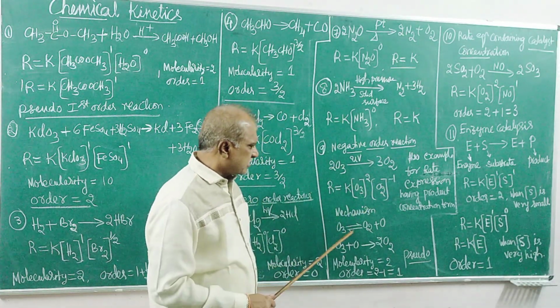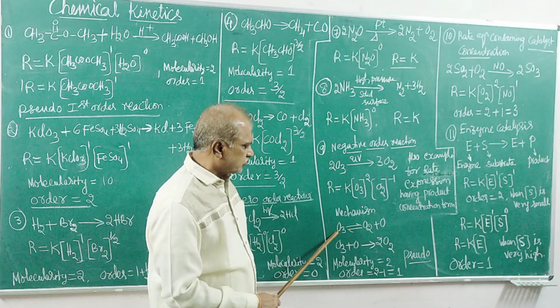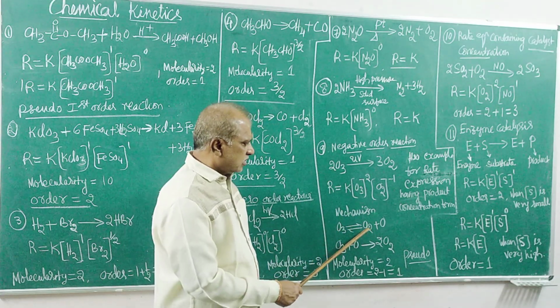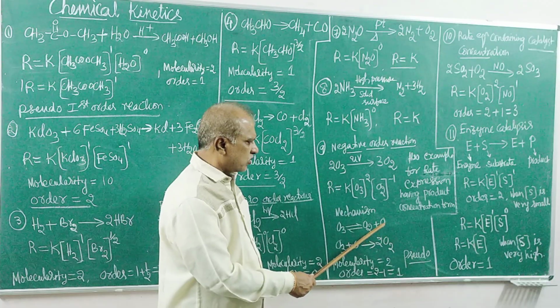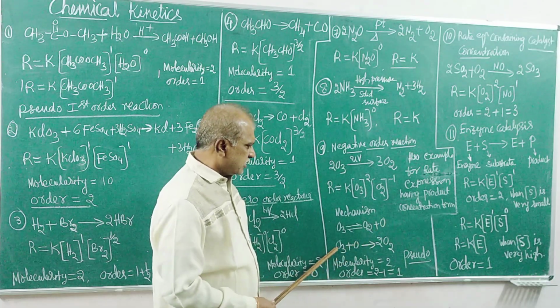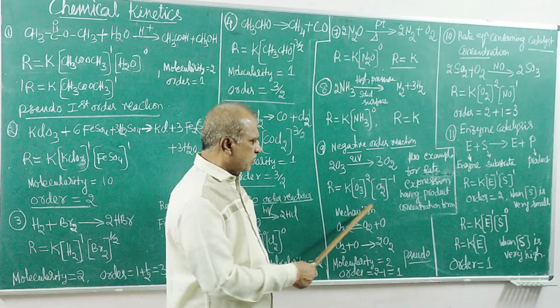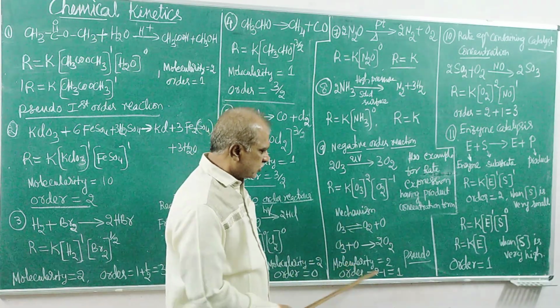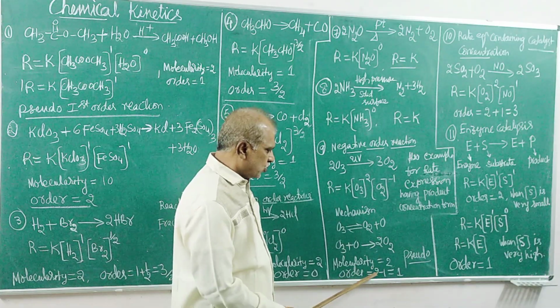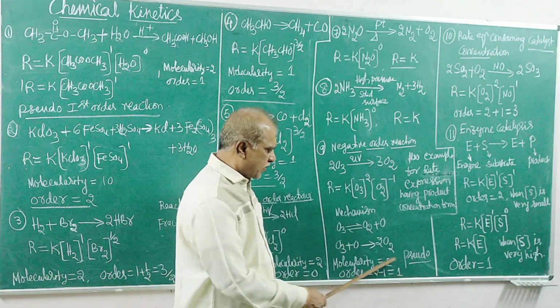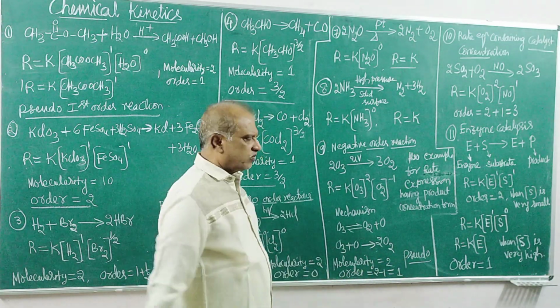Now look at this reaction mechanism. O3 gives O2 plus an O free radical. This O plus another O3 combines to give 2 O2. This is a two-step reaction, a complex reaction. Molecularity is equal to 2, and the order R equals 2 minus 1 equals 1. It is quite complicated. A pseudo order reaction.